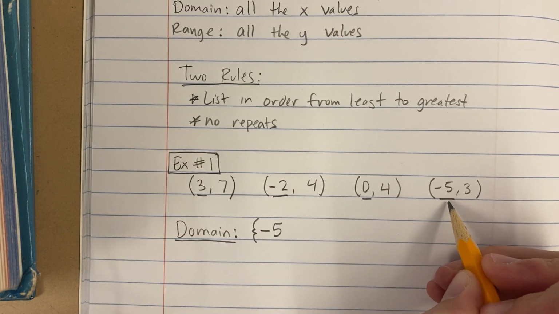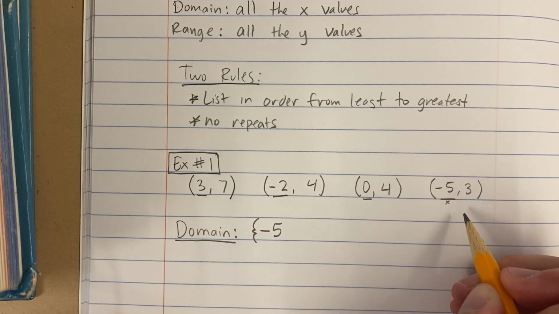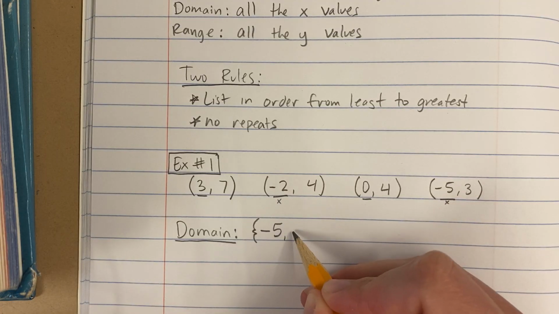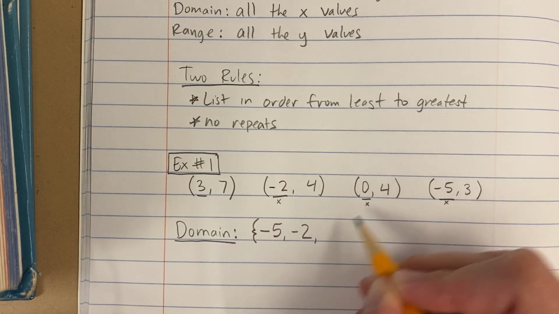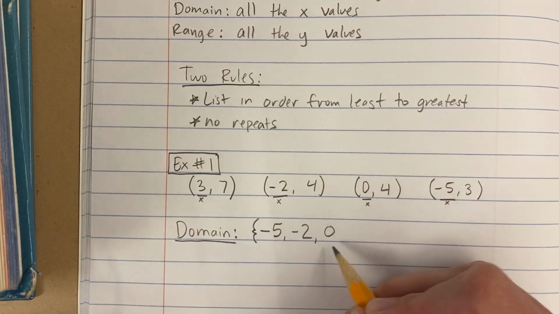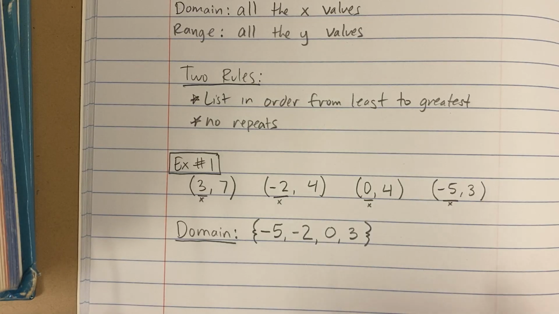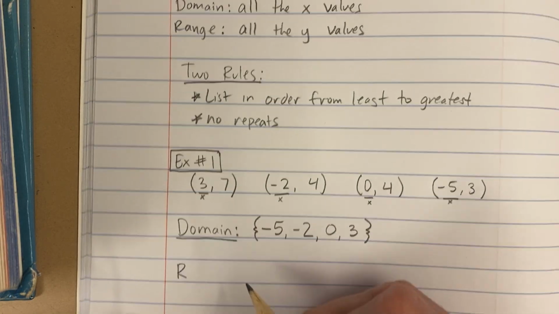Okay, so the first one's -5, and look, you can even put a little mark to show that you already did it, right? Have an organized system so that you can see. Okay, next is -2, next is 0, and next is 3. Okay, and then you close it with another little pointy bracket like that. So that's my domain.